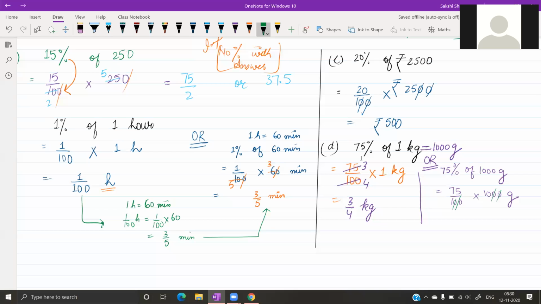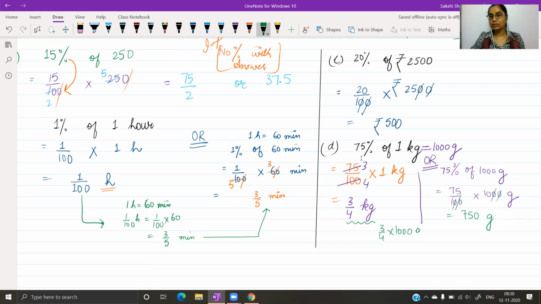Grams. Then the answer is 750 grams. And in case you convert kg into grams, you will get the same answer. 3 by 4 will be multiplied by 1000. And once you simplify, you will get the same answer. So the answer is equal, looks different, but both are correct.